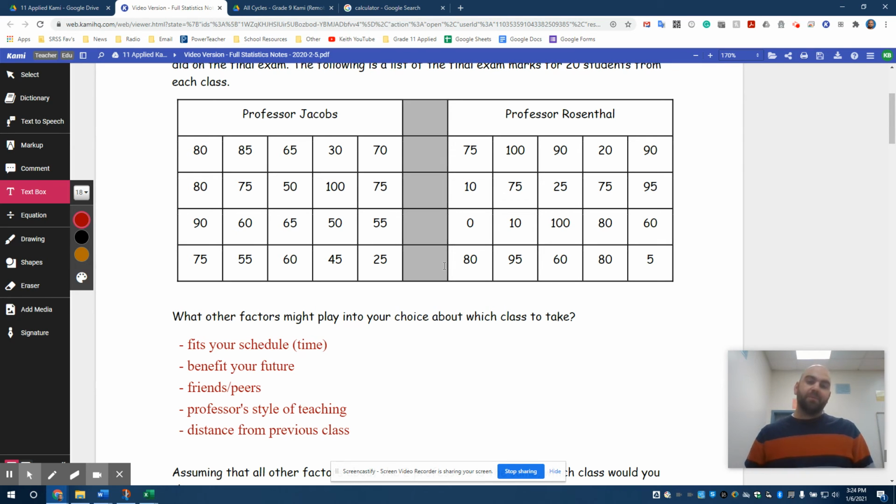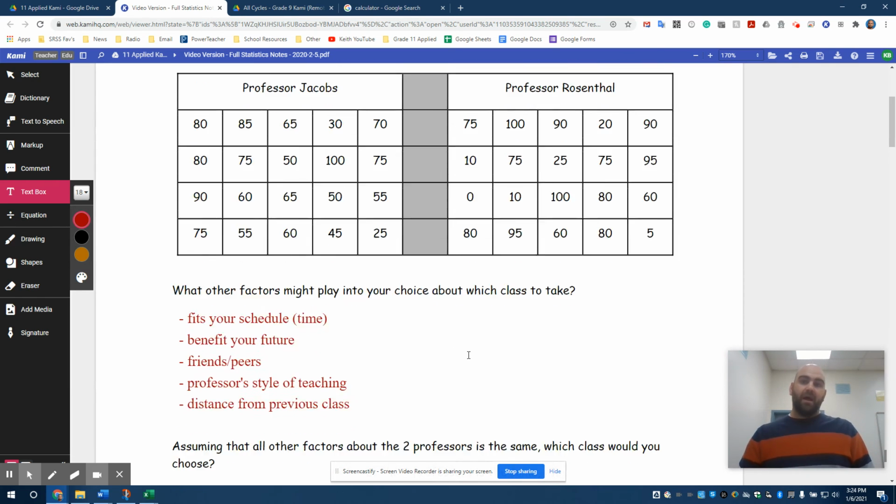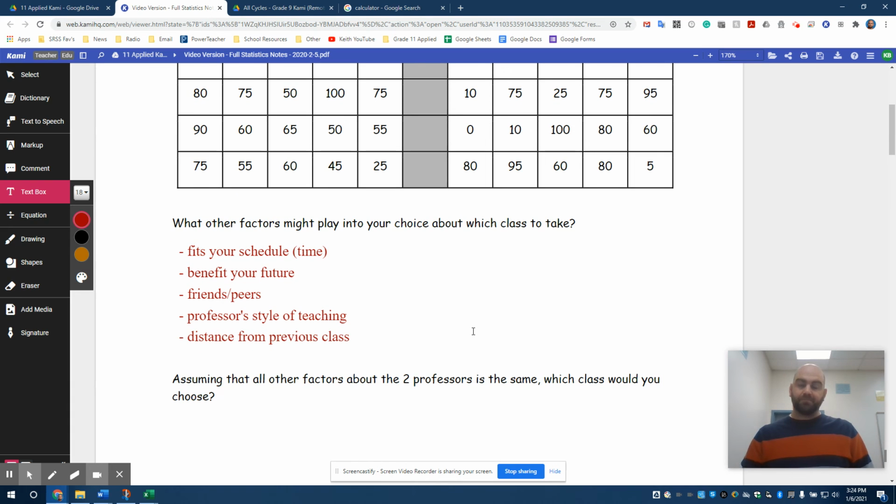Marks are another one. If you are in university, you're probably trying to get a good mark so that you can boost up your GPA and your average. Making sure that you're in a class where the professor gives out or has good marks is something that you probably want to be a part of.